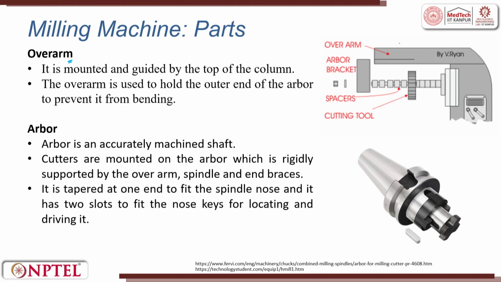The overarm, as I have already told. If you see the arbor, you are placing the cutter. From the end to the cutter, whatever the cutter location, here you will have spacers. These spacers are used to move the cutter along this axis and locate it at a point where you want to exactly machine. The other way around, the cutter should not wobble or deflect, so we protect it again by putting a spacer. These spacers locate the cutter with respect to the workpiece.